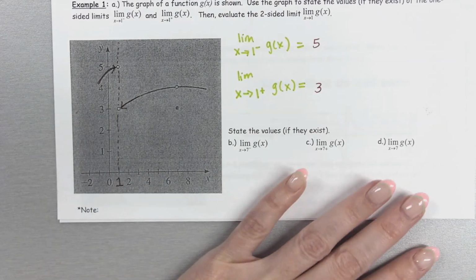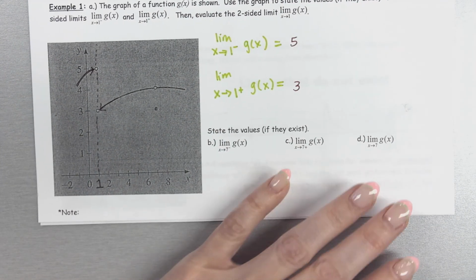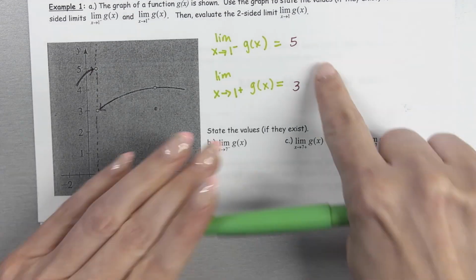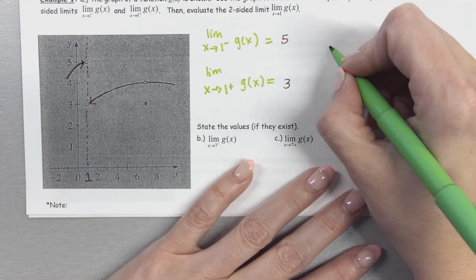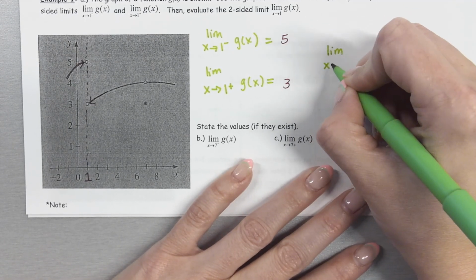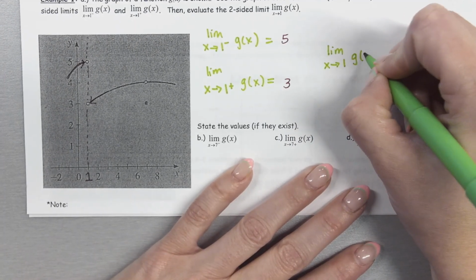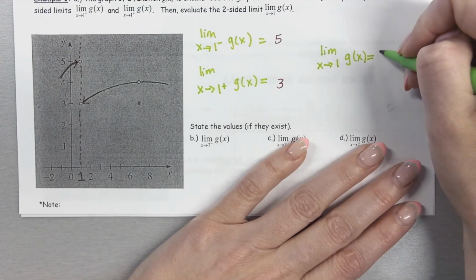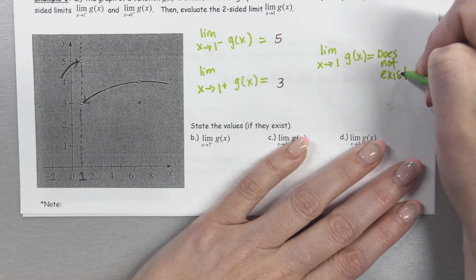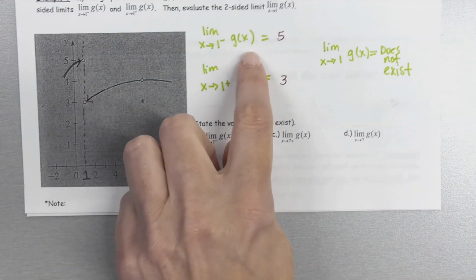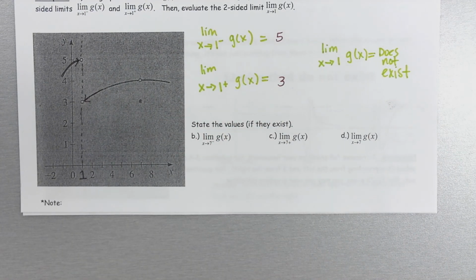Okay, so it says then evaluate the two-sided limit. If these are not the same, the two-sided limit does not exist. If they are the same, then it does exist, and it's that number. So you just have to write does not exist. If these two numbers are not the same, the limit does not exist. If they are the same, then it will exist.